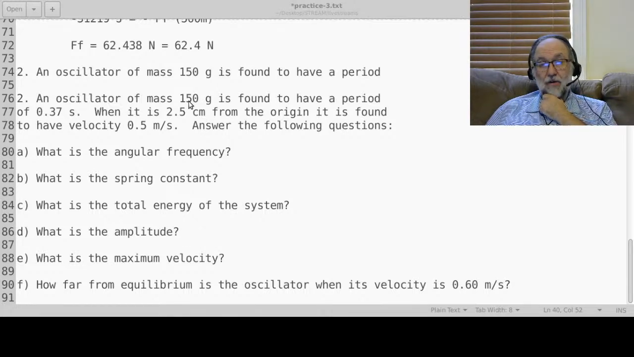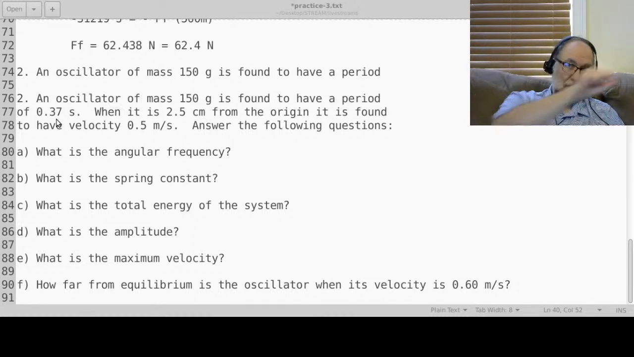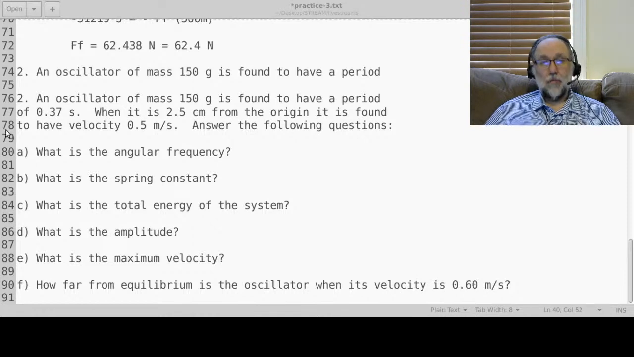An oscillator of mass 150 grams, have to convert that to kilograms, is found to have a period of 0.37 seconds. Remember what a period is? If the oscillator starts at one end, and it travels all the way to the other end and then back again to the beginning, the time it took to make that complete cycle, that's called a period.